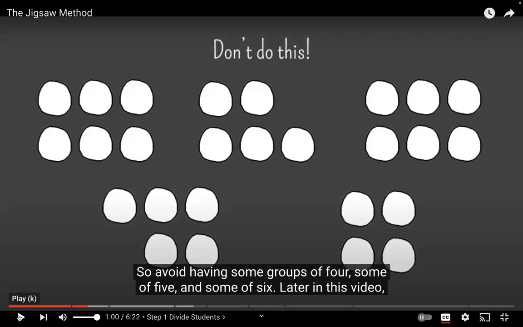I only really like it if we have matching. The point is that it's like a puzzle. It's really not complete if you're missing a puzzle piece, and that's a chunk of knowledge that the other groups are getting. So it always has to be even numbers.